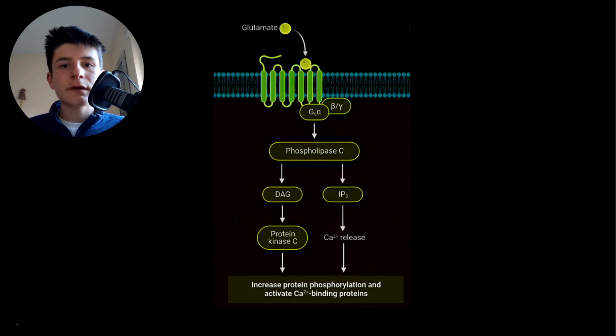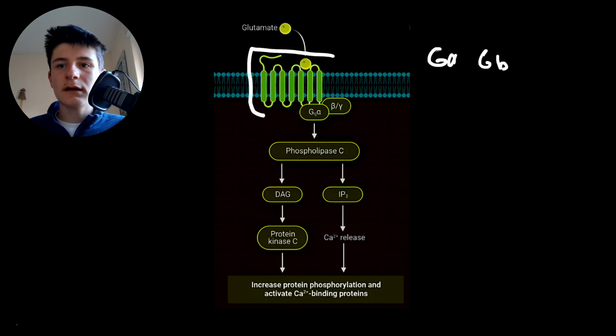So the G-protein coupled receptor that we looked at in a previous video is a 7 transmembrane receptor that's mainly for hormones and neurotransmitters. In this case we have glutamate, a neurotransmitter that binds to this G-protein coupled receptor. And as with all G-protein coupled receptors, we have a G-protein associated with the receptor, and the G protein is composed of a G alpha subunit, a G beta, and a G gamma.